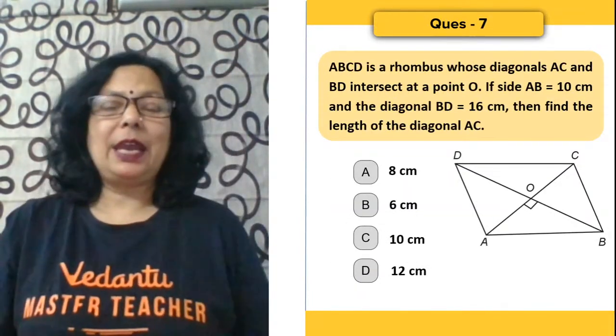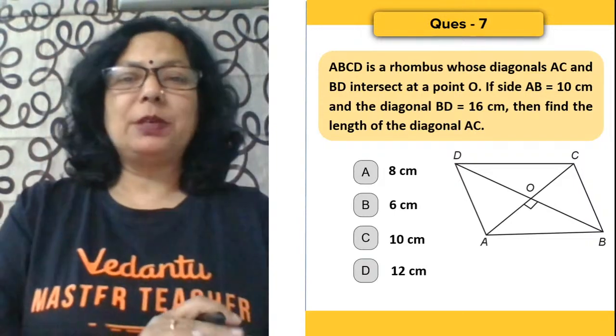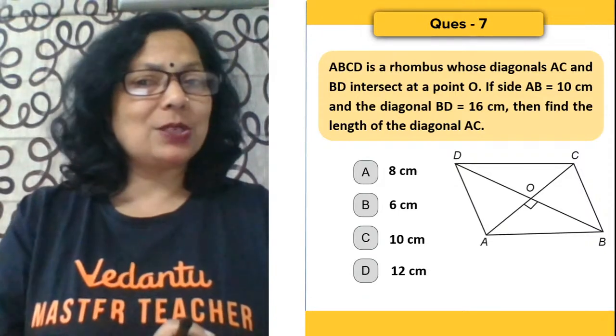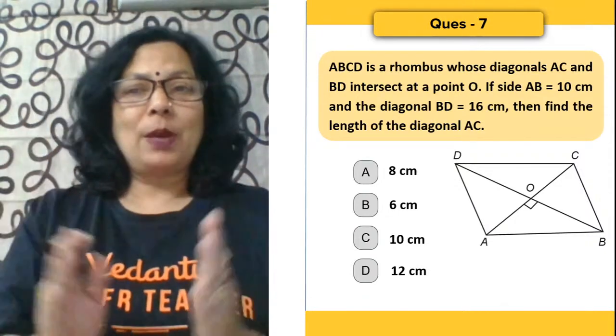Now come to the next. Quiz number 7. ABCD is a rhombus. What are the properties of a rhombus? Quickly revise the properties of a rhombus. All four sides are equal. Diagonals bisect each other at right angles. And use the Pythagoras theorem.